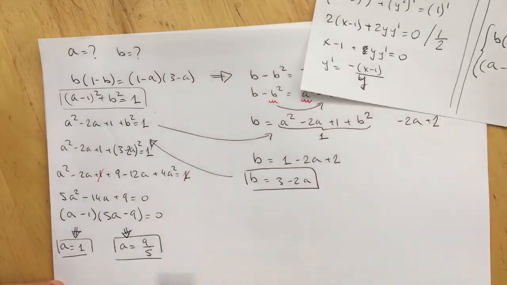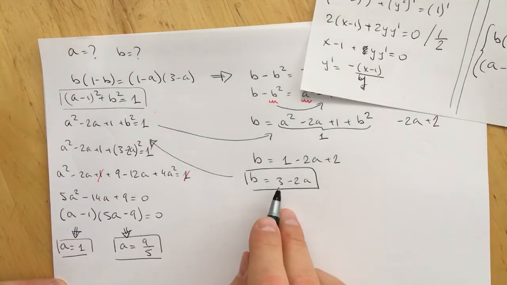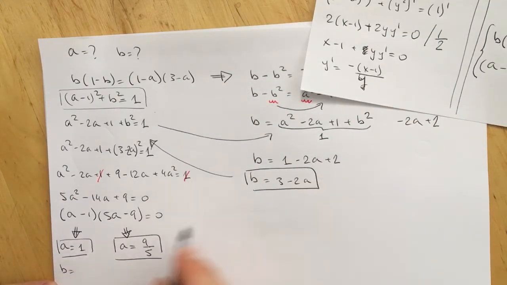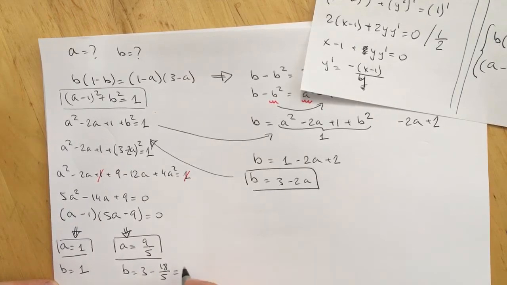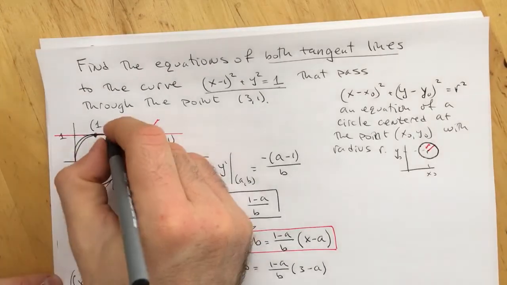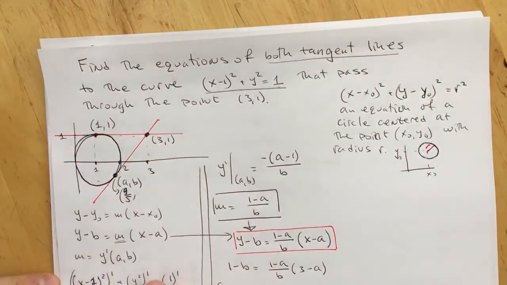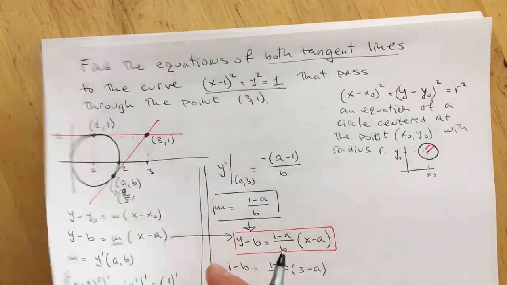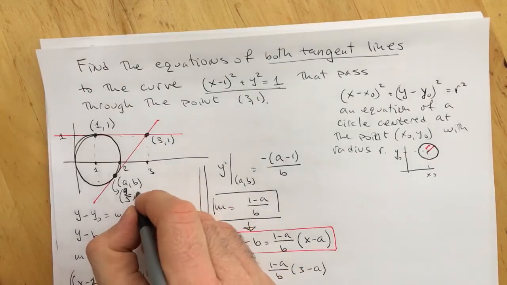Okay, now once you have A, you come back here to find B. From here, B is going to be equal to 3 minus 2 times 1, which is 1 again, and here B is 3 minus 18 over 5, that's negative 3, if I'm not mistaken. 15 minus 18 is negative 3 over 5, okay? So that means that these 2 points are 1, 1, and 9 over 5, and negative 3 over 5.